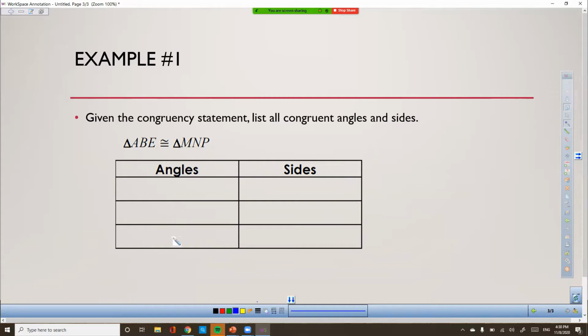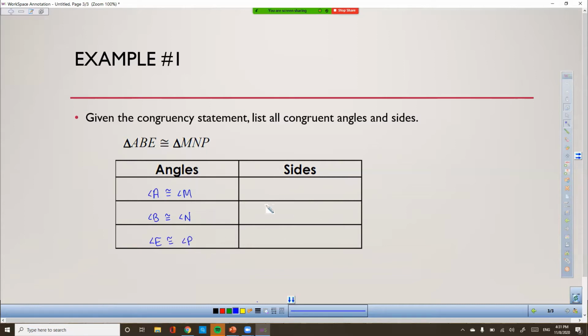So let's go ahead and list the angles first. The first angle that we're going to be looking at is the first letter here. Angle A is going to be congruent to what angle over here in the other triangle? Angle M. The second angle is the second letter here. So angle B is going to be congruent to angle N. And same thing with the last one here, angle E is going to be congruent to angle P. So I already got the list of all my congruent angles on my triangle.